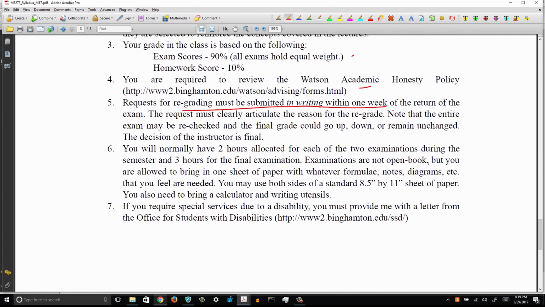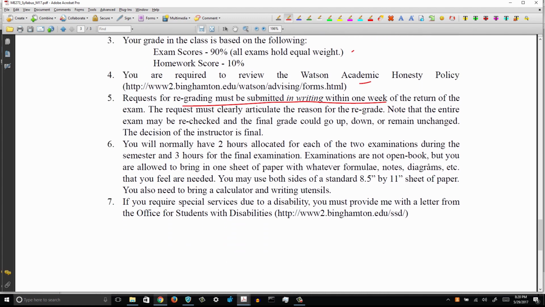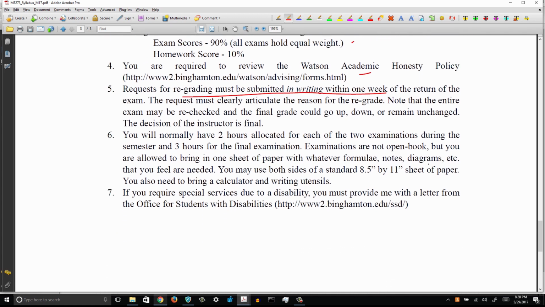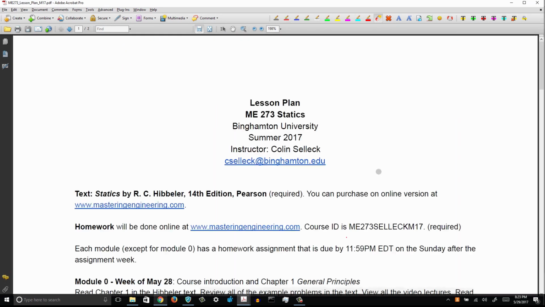You normally have 2 hours for each of the 2 exams during the semester and 3 hours for the final. They're not open book, but you are allowed to bring in a sheet of paper with whatever formulas, notes, diagrams, etc. that you feel are needed. You may use both sides of a standard 8.5 by 11 sheet of paper. You will also need to bring a calculator and writing utensils. If you require special services due to a disability, please provide me with a letter from the Office for Students with Disabilities. Lesson plan.